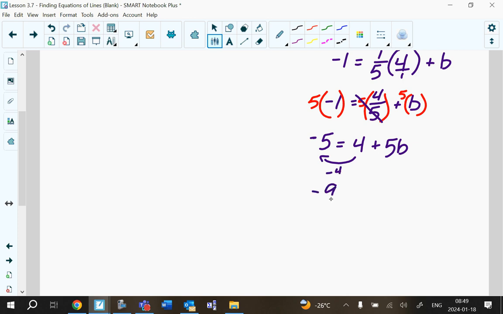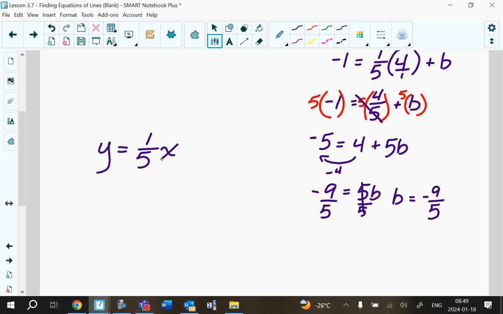Now what? Divide by 5, both sides. And I get b is equal to -9 over 5. Finally, I got my b value. So now we're ready to write the final equation. y equals, what was the slope again? 1 over 5 x. And what was b we just found? -9 over 5. We're done.